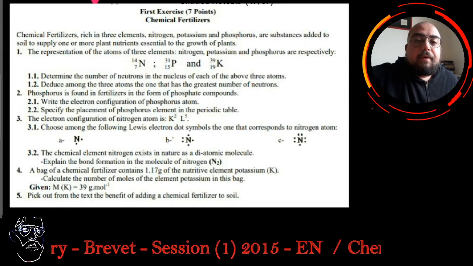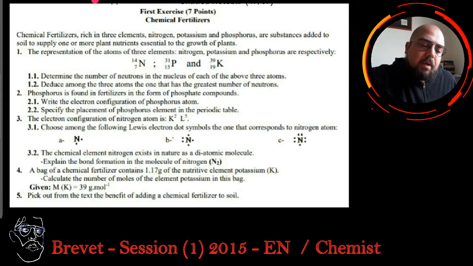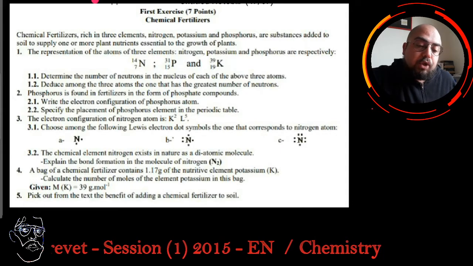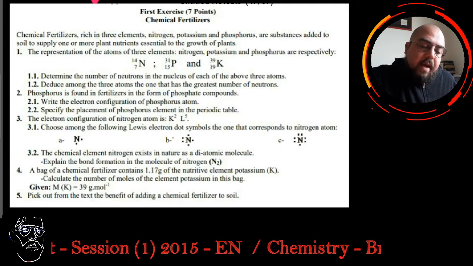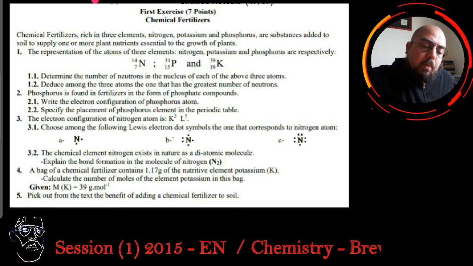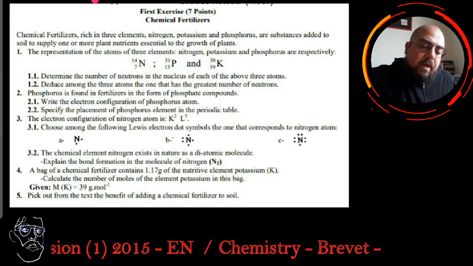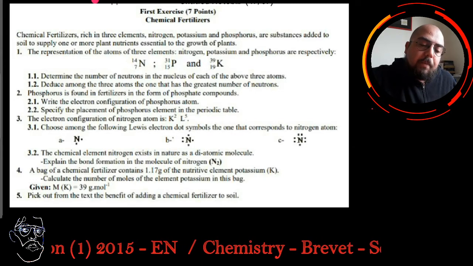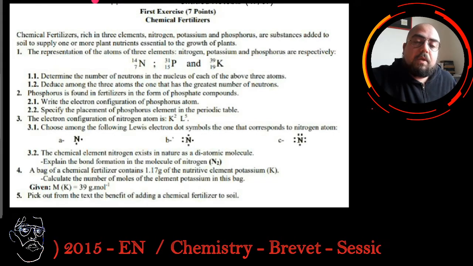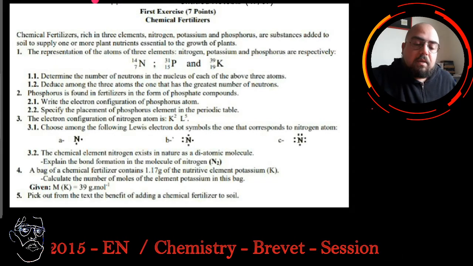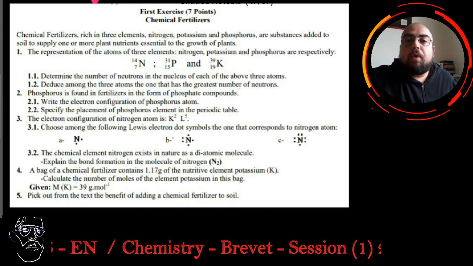Today I'm going to solve the first exercise from first session 2015 chemistry. Chemical fertilizers. Chemical fertilizers rich in three elements, nitrogen, potassium, and phosphorus, are substances added to soil to supply one or more plant nutrients essential to the growth of plants. The representation of the atoms of three elements, nitrogen, potassium, and phosphorus, are respectively N 14 7, P 31 15, and K 39 19. Determine the number of neutrons in the nucleus of each of the above three atoms.